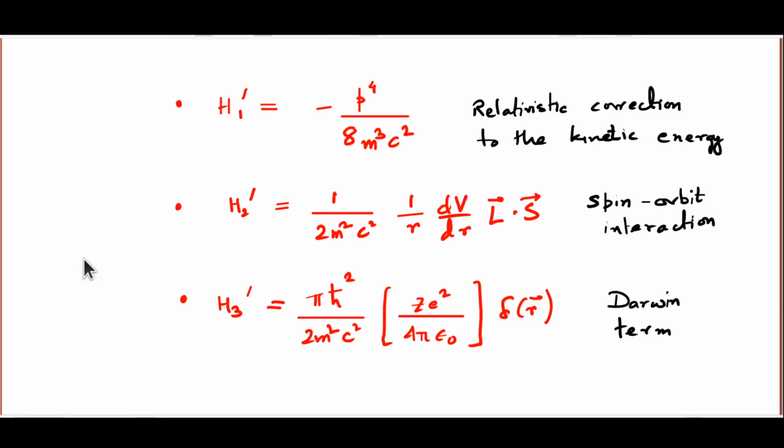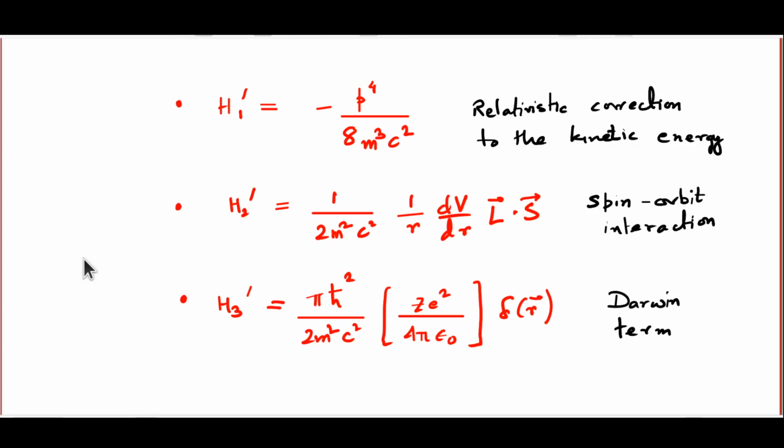The first term is called the relativistic correction to the kinetic energy. And it turns out to be equal to minus p to the power 4 by 8 m cubed c squared, a term which depends primarily on the momentum and obviously comes from the kinetic energy term.